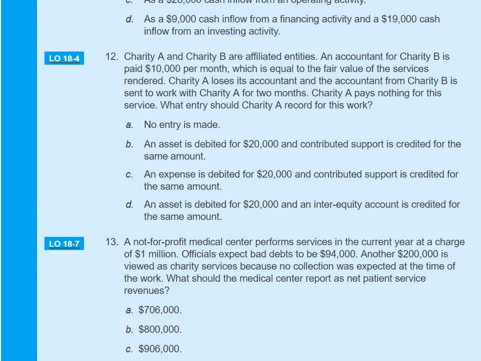It says that charity A and charity B are affiliated entities, and an accountant for charity B is paid $10,000 per month, which is equal to the fair value of the service rendered. And then charity A loses its accountant, and the accountant from charity B is sent to work with charity A, where charity A pays nothing for this service.